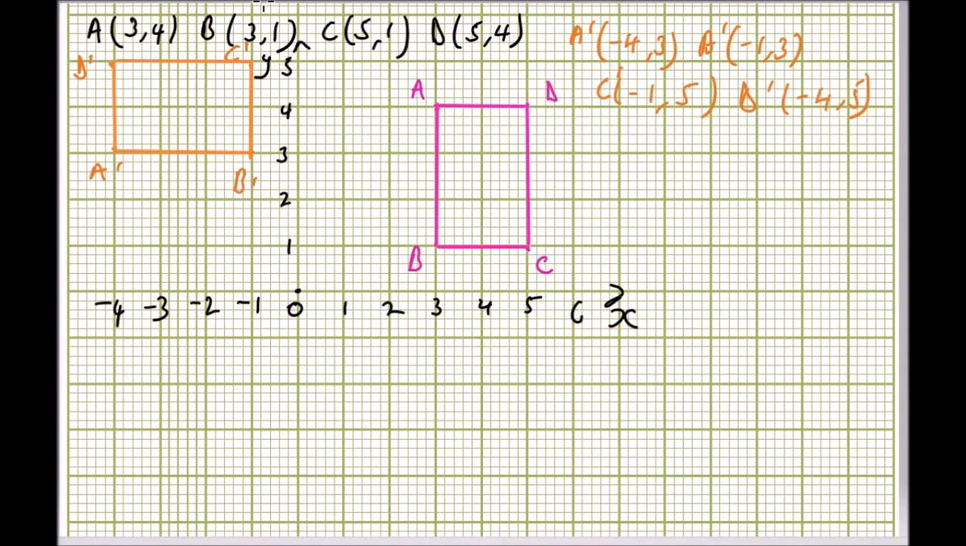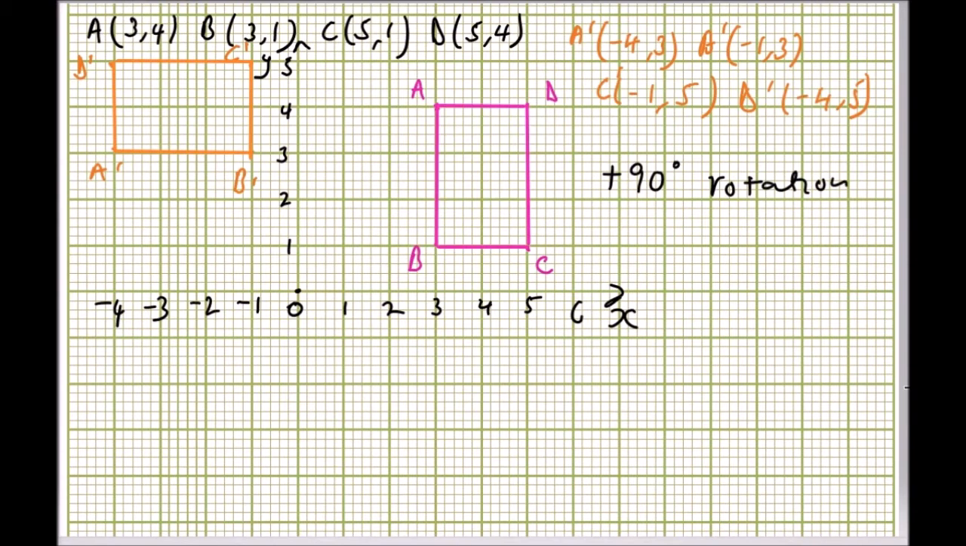If you look at the object and the image, we can say it is a rotation. It is a positive quarter turn, that is a positive 90 degree rotation.